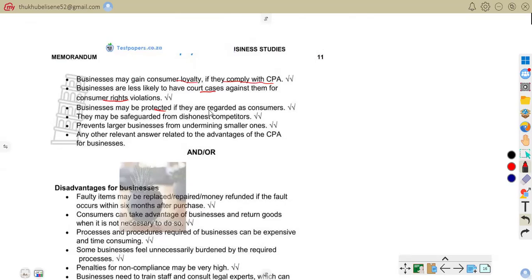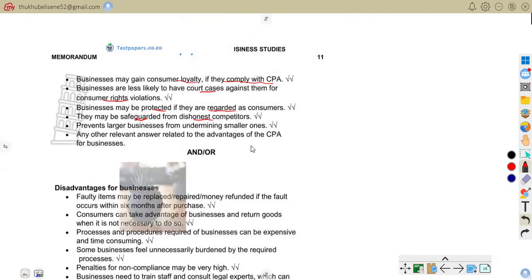Business may be protected if they are regarded as consumers. If they are regarded as consumers as well, they can be protected. That is when you're talking about businesses buying from suppliers also being protected. For example, they may claim for defective equipment purchased from other suppliers.